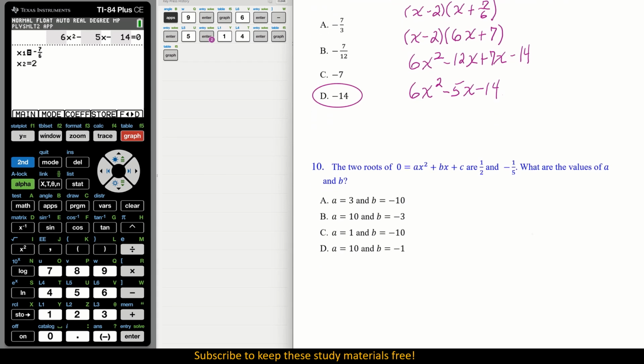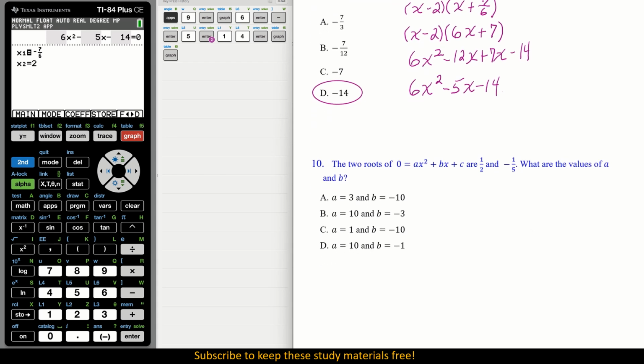Okay, number 10. The two roots, that means zeros, of 0 equals ax squared plus bx plus c are a half and negative a fifth. We're going to do the same exact thing. They want to know what a and b are. So we need x minus a half times x plus 1/5. So what do we really have? We have 2x minus 1 times 5x plus 1. And we FOIL.